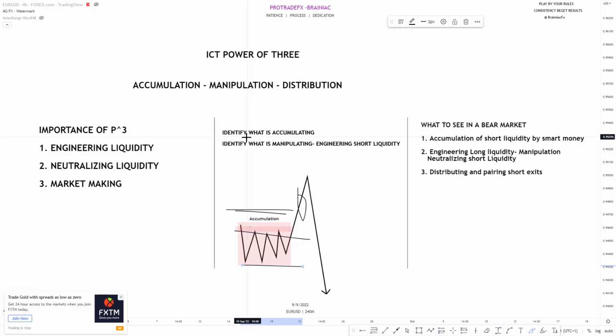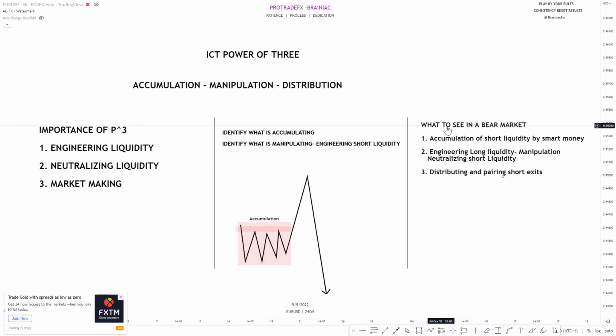So you have to be able to identify what is accumulating, identify what is manipulating, right? What you call a breakout of your range is what smart money manipulates, is what you want to see as manipulation. And this is more of a daily cycle in the market, right? Price manipulates, price consolidates, which is accumulation, manipulates, and at the end of the day, distributes. So this is for a bearish trend, right? This is what you can see in a bearish market.